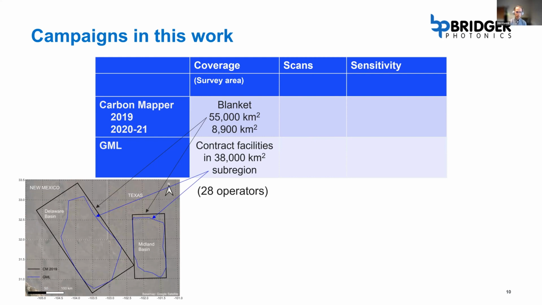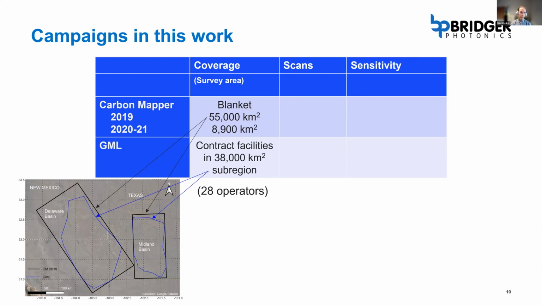2021. In terms of coverage, the Carbon Mapper campaign was a blanket or wall-to-wall study over a 55,000 square kilometer area that's indicated by these polygons on the map. In 2020 to 2021, they surveyed a smaller area that partially overlapped with these ones.